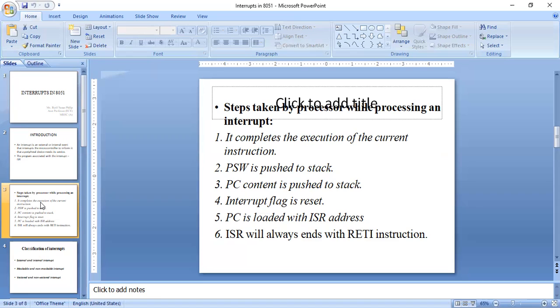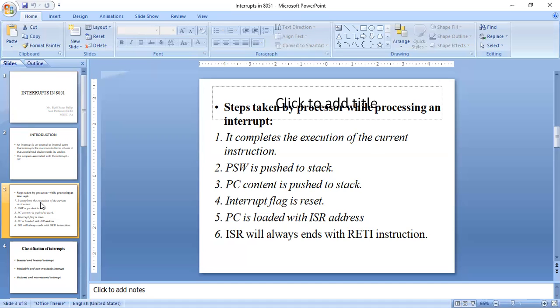So once the RETI instruction is there, what happens? Previously we pushed data to the stack, so now we take the content from the stack. First we pop the current stack top to the PC, then we pop the current stack top to the PSW. So the PSW data and PC data are retrieved from the stack. This is how an interrupt is processed.